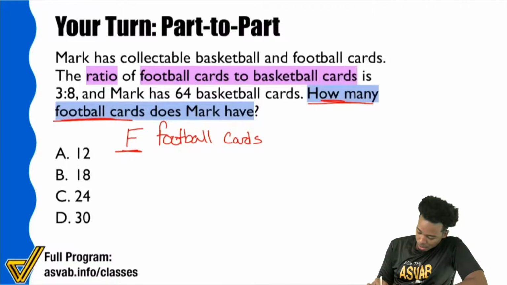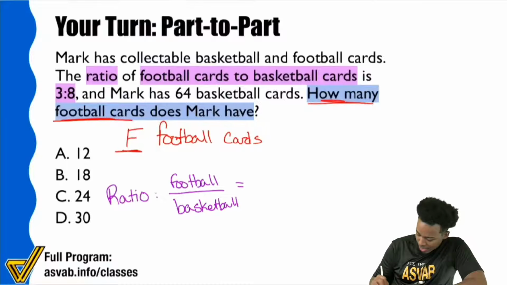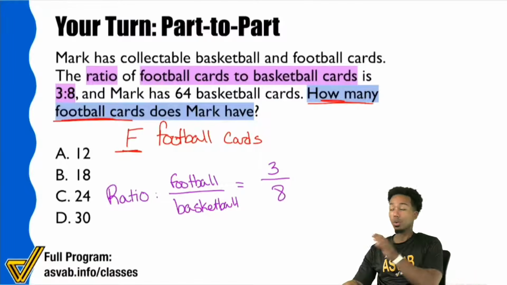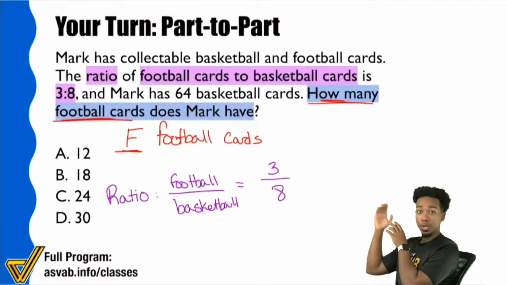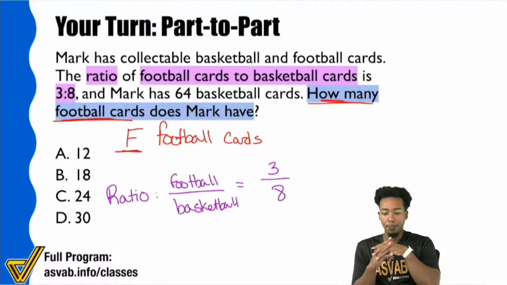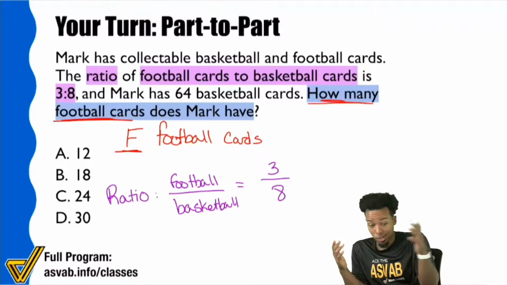Ratio of football cards to basketball cards, 3 to 8. So what does that mean, everybody? What that means is, again, ratio of football over basketball. That's going to be 3/8. That's what that means. Before I continue, notice how I compared it. Football over basketball, 3/8. The order matters. Are we good with this before I continue moving forward? Right on. Perfect. So with that, let's go ahead and keep moving forward.